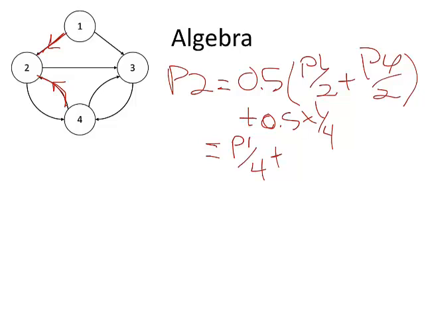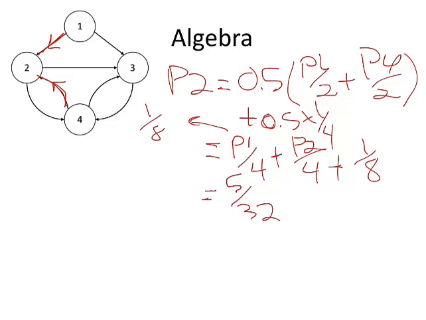Now if we simplify that out a little bit, we get P1 over 4 plus P4 over 4 plus 1/8, which is equal to, substituting in for P1, which we found to be 1/8, we actually get 1/32 over here plus 1/8, which is actually 5 over 32, combining like terms, plus P4 over 4. And that is our equation for the importance score for P2.